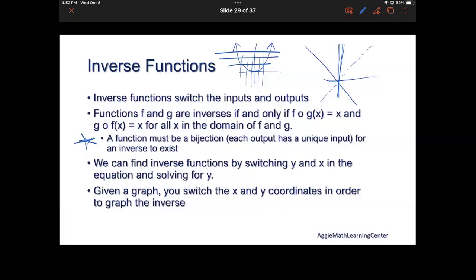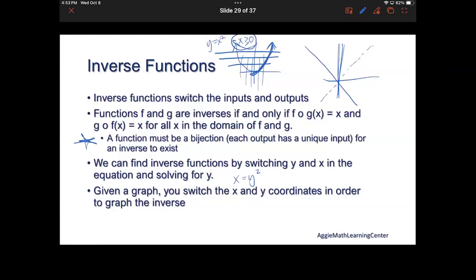So if I wanted to make it possible for y is equal to x squared to have an inverse function, I would need to say x is greater than or equal to 0, because then it would just be this side. And that does pass the horizontal line test. Okay, all right. So we can find inverse functions by switching y and x in the equation and solving for y. In this case, I'd have to remember my domain, and we're going to do this in a second, but I would start by going like this, and then solve for y.